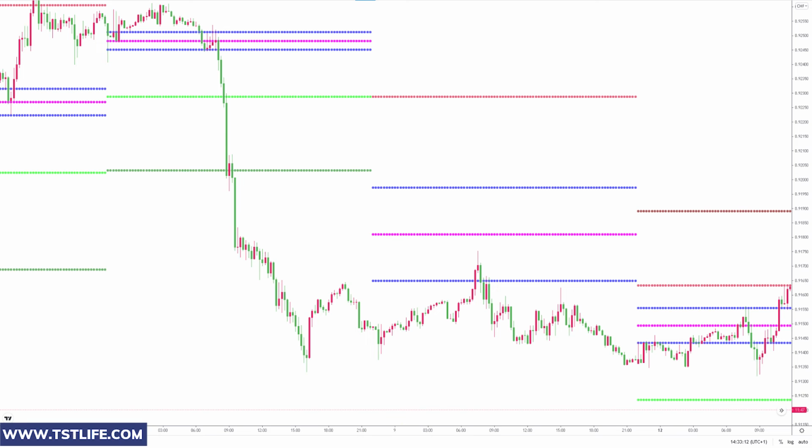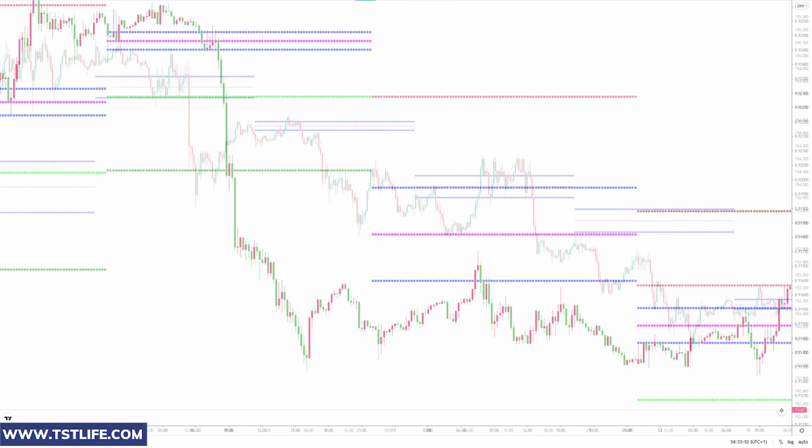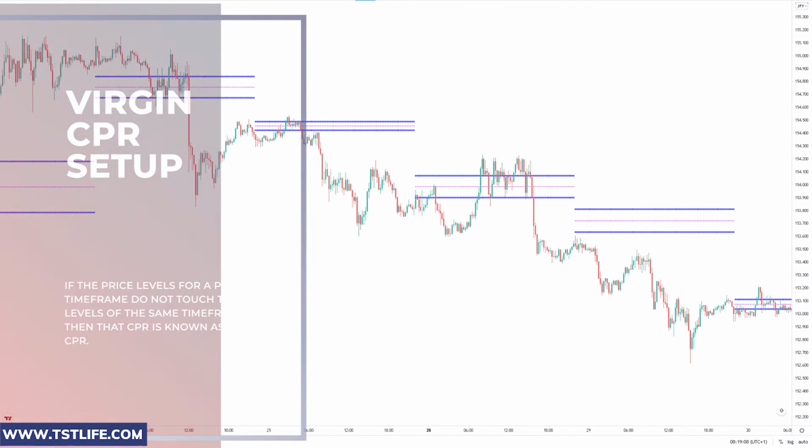We found the CPR indicator to be highly accurate in the intraday time frame. It's recommended to use it in a 5 or 15 minutes chart for Forex, high beta stocks, or indices. Before we reveal the strategy, I just want to highlight the concept of virgin CPR.